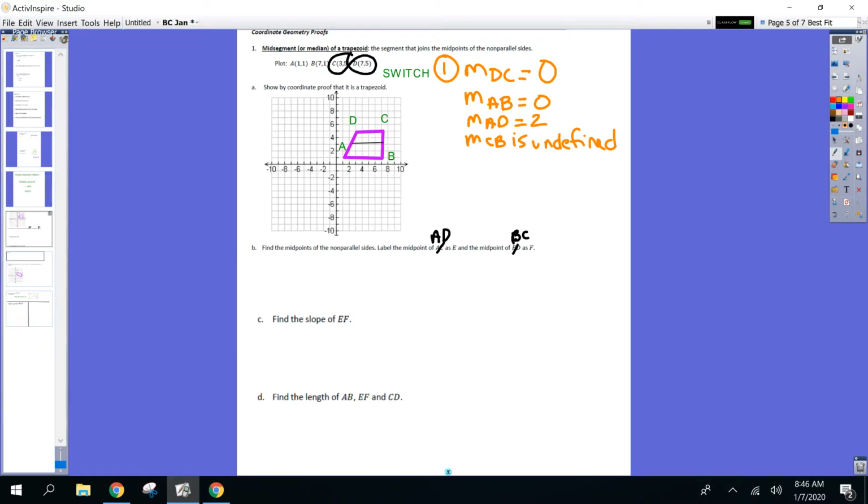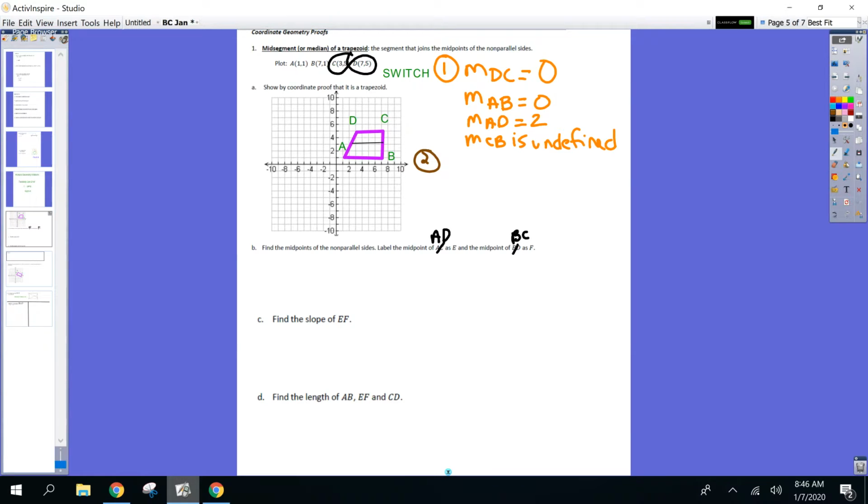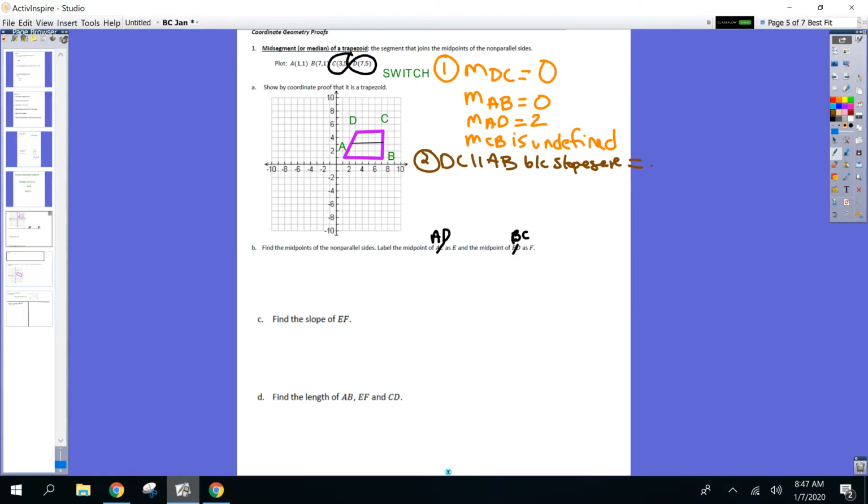All right, we found all the slopes. Step 2, what did we just learn? Name one thing you learned from doing all those slopes. We learned DC parallel to AB. Why'd you learn that? Because slopes are equal, the same, yep. Good. What else did you learn other than they're parallel? DA not parallel to CB. Why?